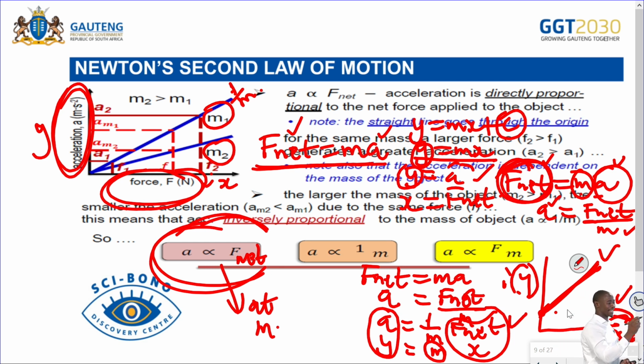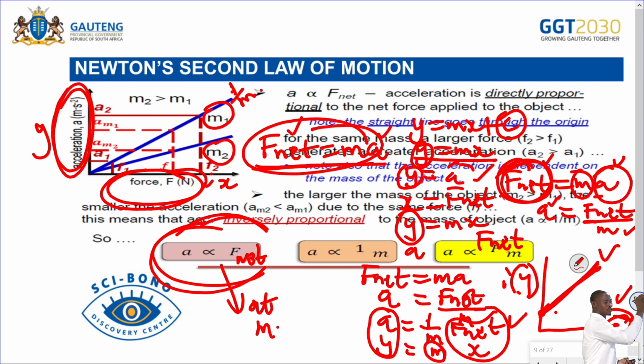You know the equation of a straight line? When it comes to your maths, it's y equals mx, right? What is your y? It should be A. And then what is your x? It should be F net. So you need to manipulate this equation so that it's in the form y equals mx, because your c is 0.